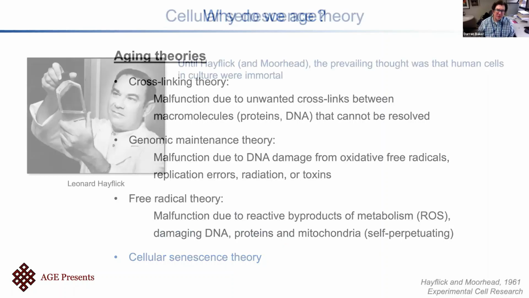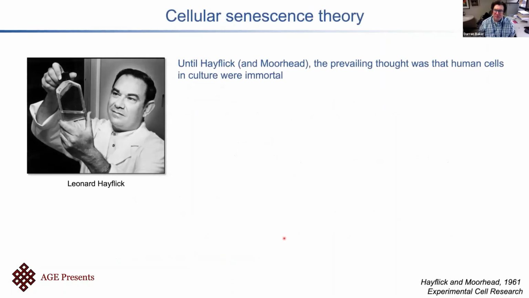The senescence theory of aging is, in the grand scheme of things, a relatively young idea. About 60 years ago, Leonard Hayflick, working with Paul Moorhead, was trying to culture human fibroblasts, and the idea at that time was that human fibroblasts were immortal, that they would grow forever in culture.